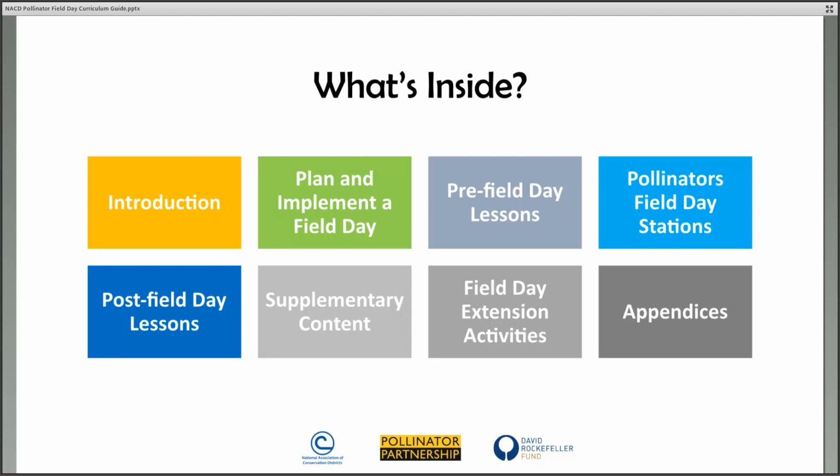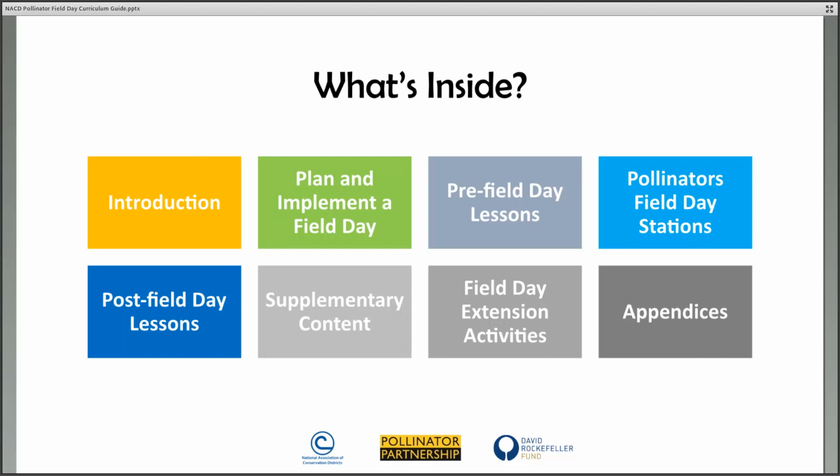There is also some easy supplementary content that you can access, and these include crossword puzzles, spelling challenge, word search, coloring pages, things that might be nice to do on a rainy day, for example.